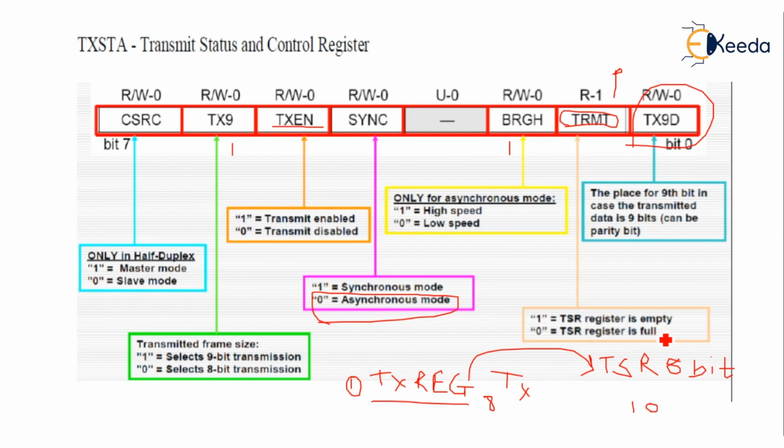When the TSR is again loaded with a value fetched from TXREG into TSR, this TRMT flag will be lowered, indicating that there is some value in the TSR.